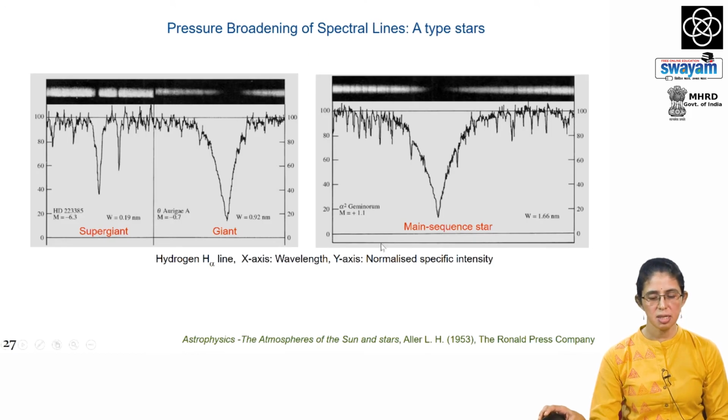This can be seen here. For example, on the left is shown a supergiant, in the middle is shown a giant, and on the right is shown a main sequence star. All the three main spectral lines correspond to the H alpha line. One can see that the width of the supergiant is narrower than that of the giant, which in turn is narrower than that of the main sequence star.